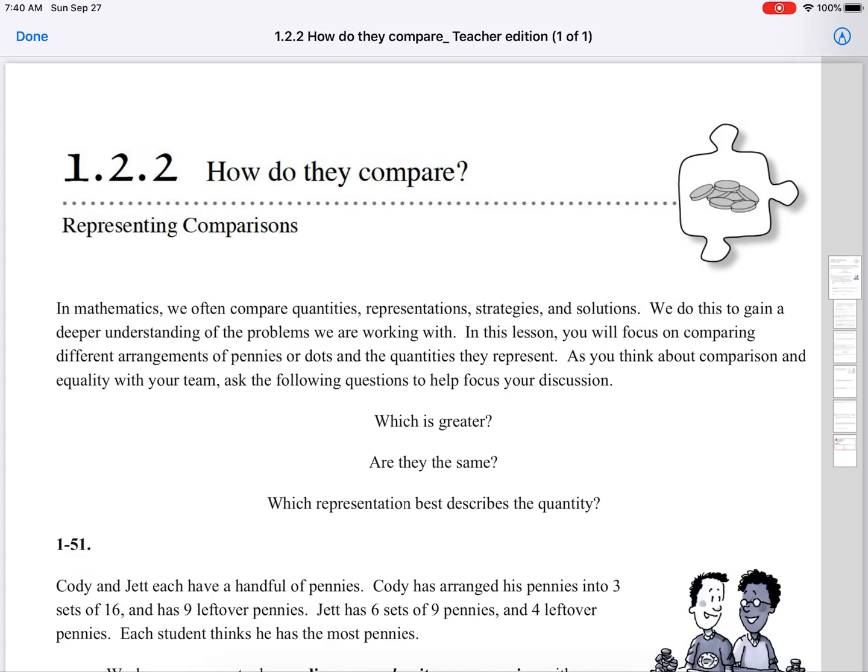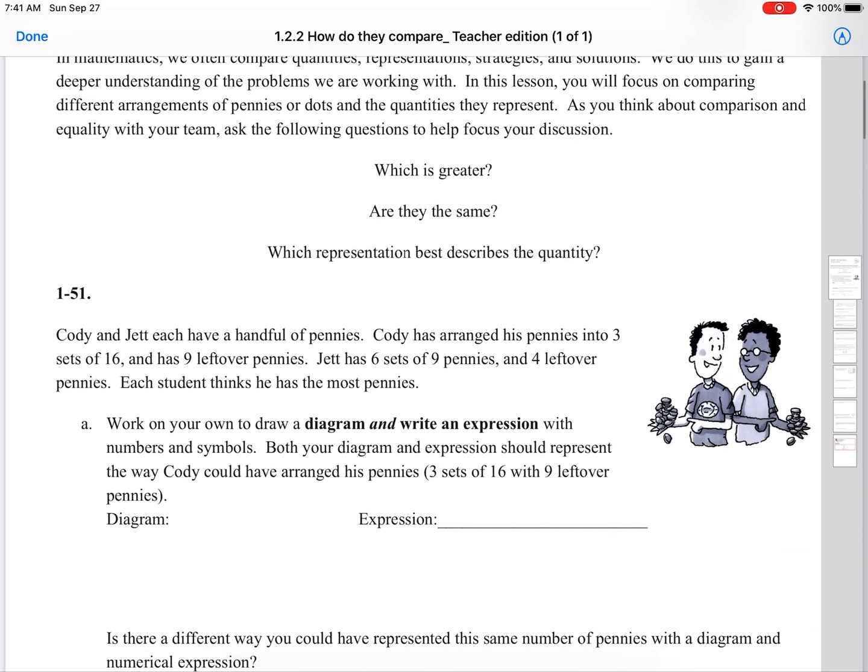Hey there, here's a video for 122, and we're going to be talking about how we compare these penny arrangements that we've been talking about to this point. We want to make sure we understand which is greater, are they the same, which representation best describes this quantity. And so we'll get into that.